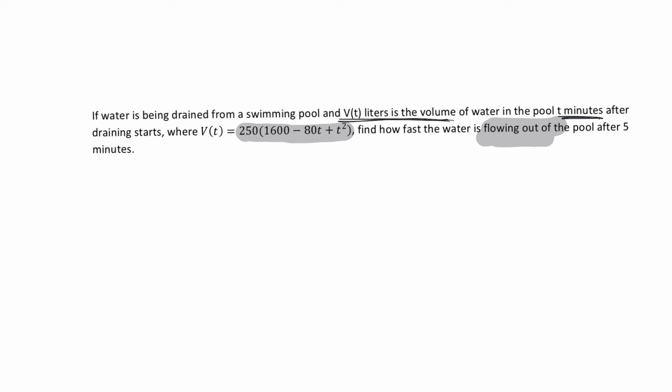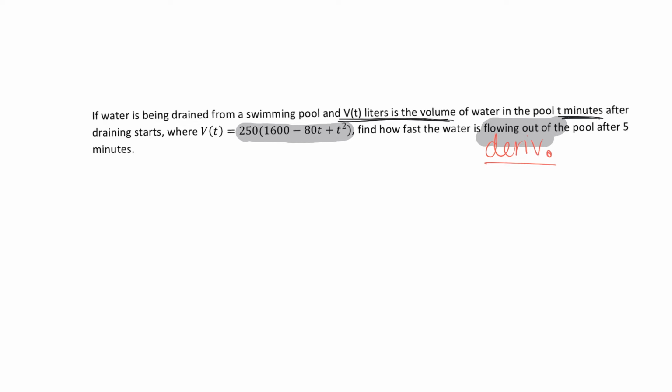So what does the term flowing mean? That's how fast things are changing, right? I don't care how much water is in the pool. I want to know how fast it's flowing. So this is another way of saying that we need the derivative, okay? Because flowing is talking about change, and rate of change is derivatives.